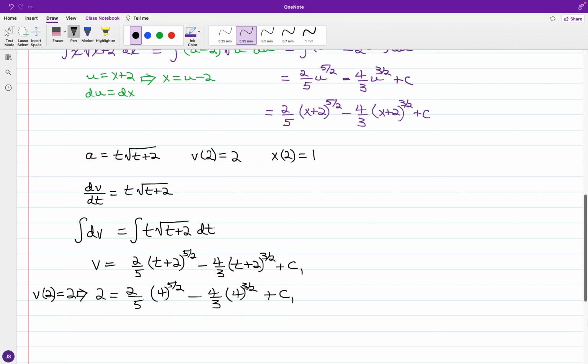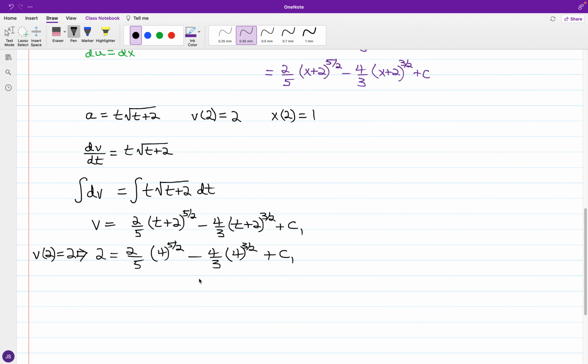Followed by the constant. Once I gather the terms here, 4 to the 5/2 is a whole number, 32. So we have times 2/5, moving to the other side, so we have 2 minus 64/5. And for 4 to the 3/2, that's going to be 8, and so times 4/3, we have plus 32/3 is equal to c sub 1.